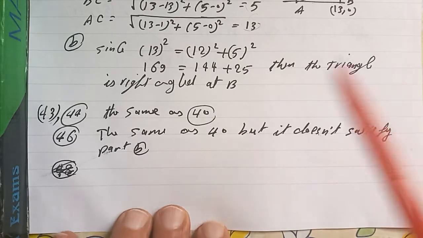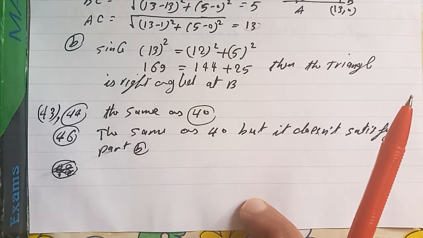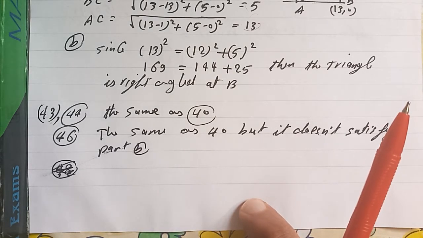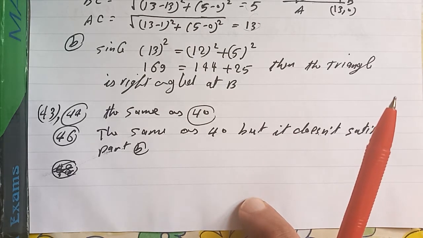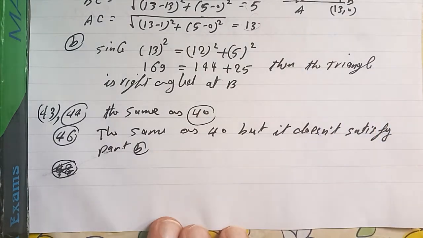46 is the same as 40, but it doesn't satisfy part B, because in number 46 you prove that it is an isosceles triangle. Isosceles triangle means 2 sides are equal. So when you get the sides, you'll find 2 of them are equal. So it will be an isosceles triangle.